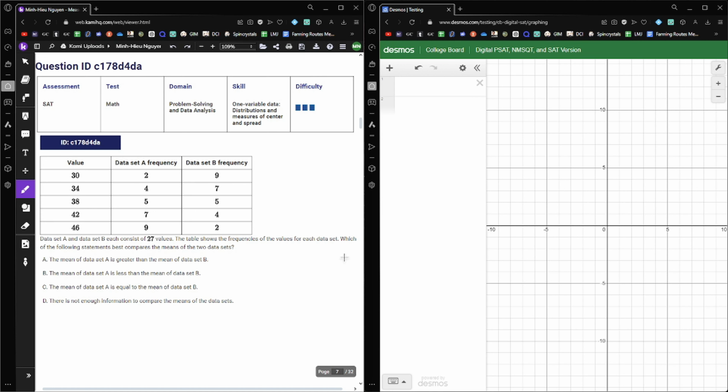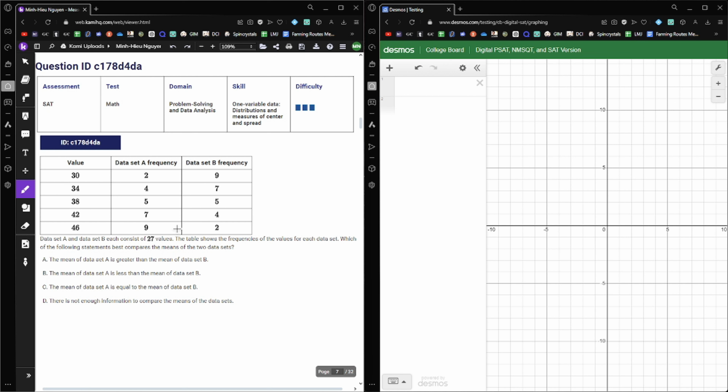Question number 7. Dataset A and dataset B each consist of 27 values. The table shows the frequencies of the values for each dataset. Which of the following statements best compares the means of the two datasets? Now, since we're finding means, you could go and plug this into Desmos to find the mean. Except you have to plug in 27 values twice, because there's 2 lists. So you have to plug in 54 numbers, and that's just a whole bunch of typing.